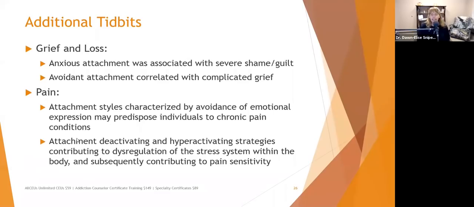Additional tidbits. Grief and loss. Anxious attachment was associated with severe shame and guilt. Avoidant attachment was correlated with complicated grief. When there was a loss that was experienced, people who were anxiously attached felt like it was somehow their fault, and they felt ashamed and oftentimes focused on all the things they didn't do. Those people with avoidant attachment, they had pushed them away. So there was a more complicated grief that was associated with that.